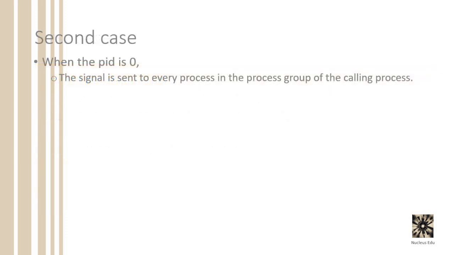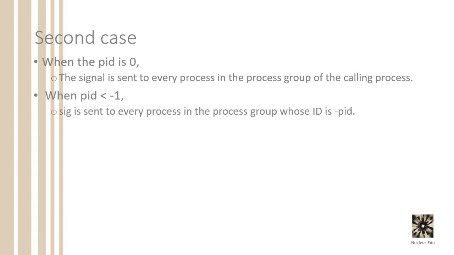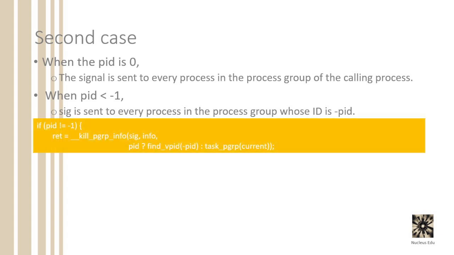So the second case covers two things. When PID is equal to 0, the signal is sent to every process in the process group of the calling process, the process which was calling the kill system call. The next thing covered in the second case is when PID is less than -1. Then it is interpreted as the signal being sent to every process in the process group whose ID is -PID.